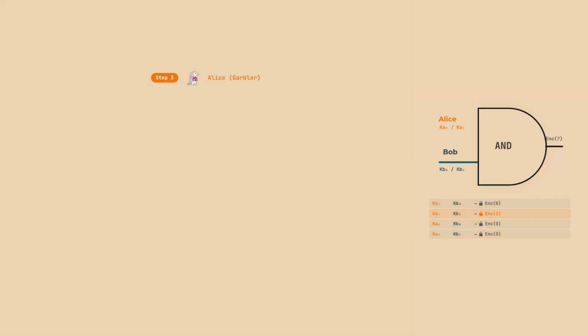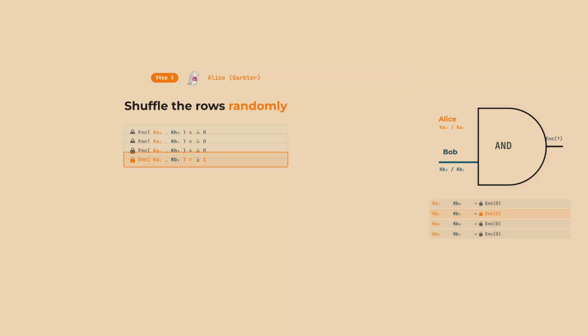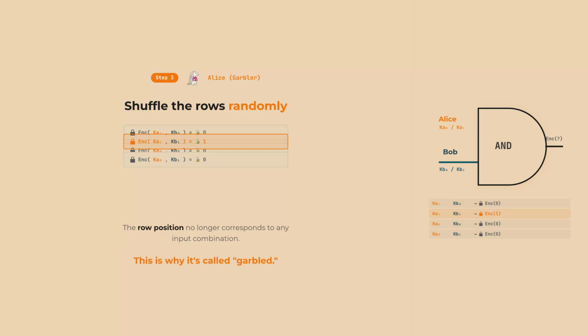Step 3. Alice shuffles the rows randomly. Now the position of a row in the table tells you nothing about which input combination it represents. This is why it's called a garbled circuit. The table is scrambled. The truth is hidden inside the encryption.